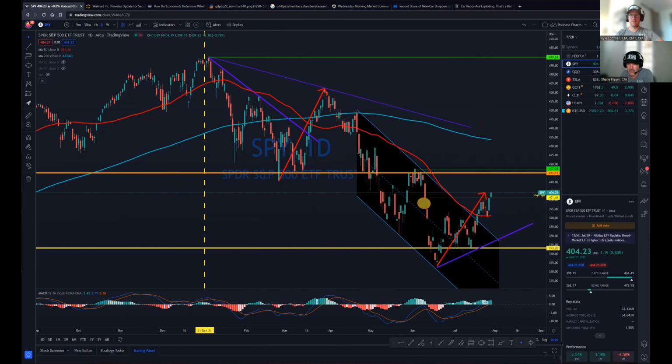So we'll see what happens, but it wouldn't surprise me, now that we've cleared this gap, to see us run up to the 415 to 417 level, and then probably consolidate and at least take a breather. Whether it breaks down or higher from there will be very important.